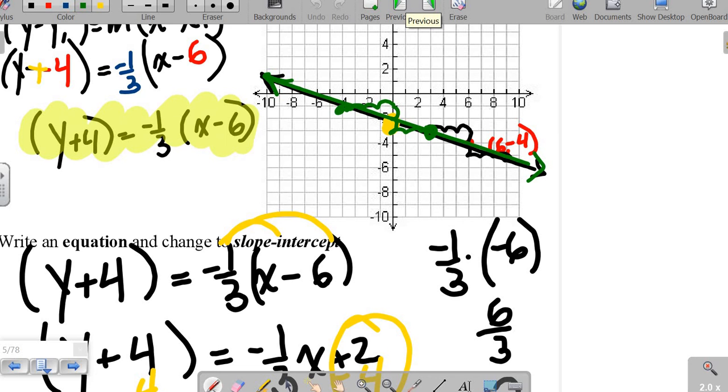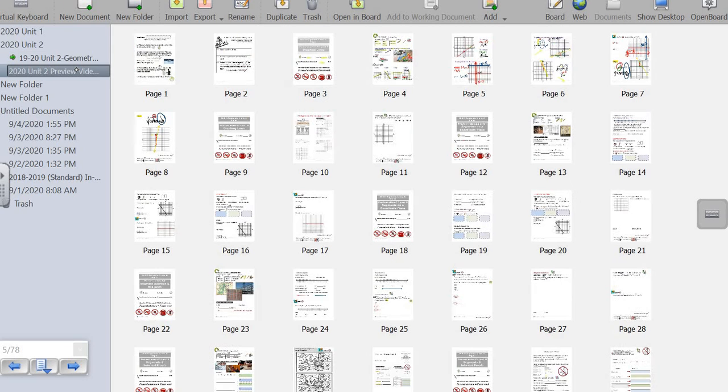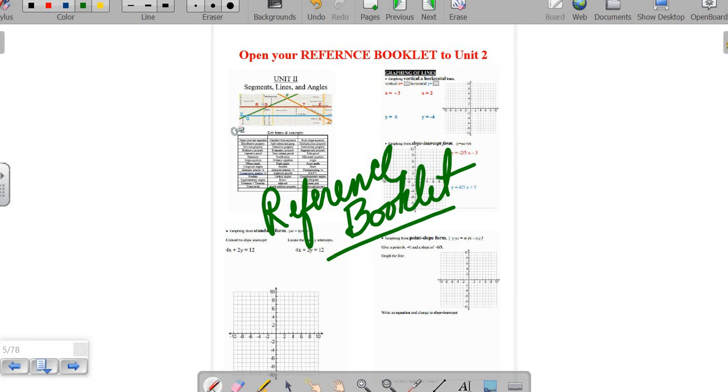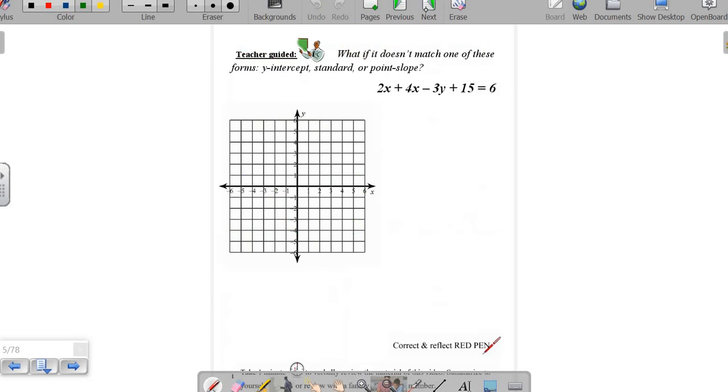Now, let's go back to your preview notes because we have one more page to finish in the preview note. So this is where you were at, and all of this is to be completed in your reference booklet. And I want those reference booklet pages inserted on ClassKick for this preview video. So here's your last slide here. This I'm going to do with you.